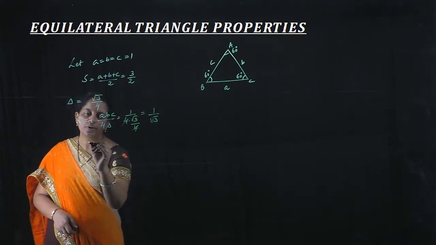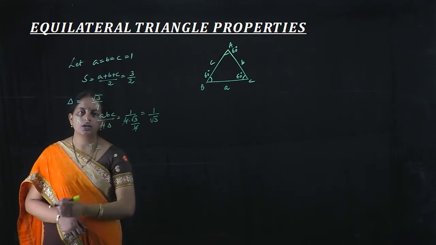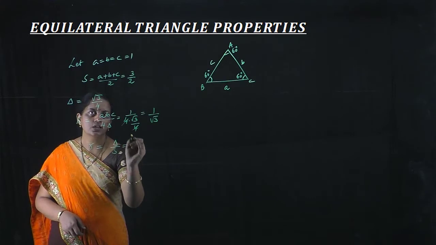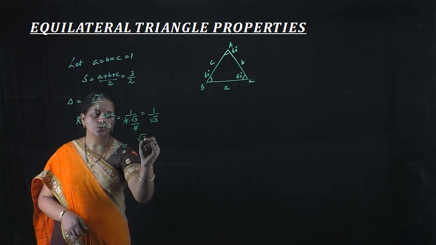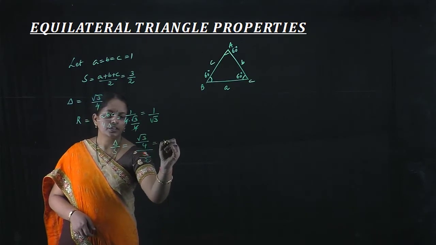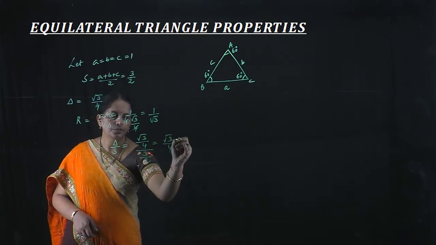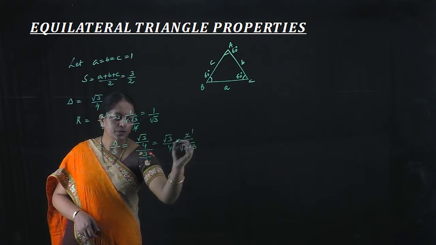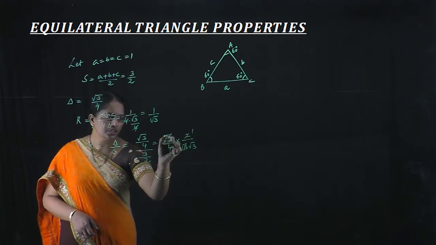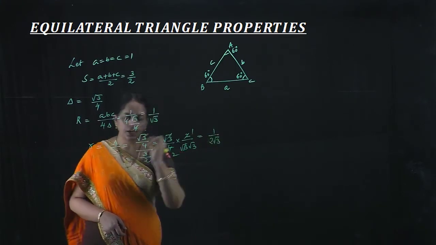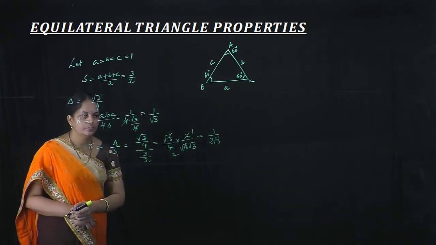Now we have to find the values of small r and R1, R2, R3. Small r means delta by s. Here we have delta is equal to root 3 by 4 and s is equal to 3 by 2. It can be written as root 3 by 4 into 2 by 3, meaning root 3 into root 3. The 2s cancel and root 3 gets cancelled. This is equal to 1 by 2 root 3. Small r is equal to 1 by 2 root 3.